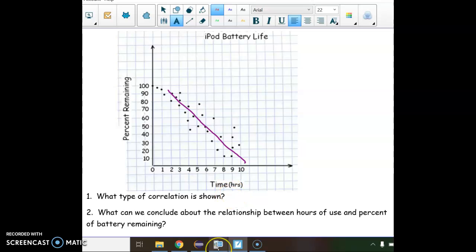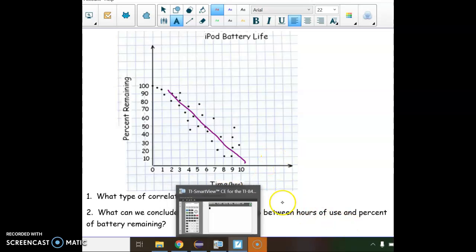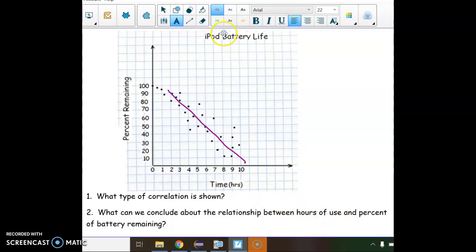Okay, so what type of correlation do we have? This is going to be a negative correlation. As time goes up, the percent of our iPod remaining battery is going down. And so that's what we would write here: as time increases, the amount of battery decreases. I guess I'd say battery percent, but I don't have space there.